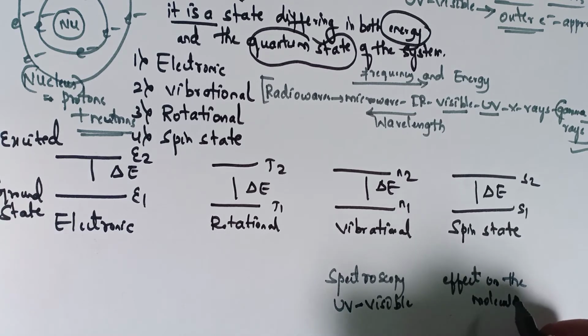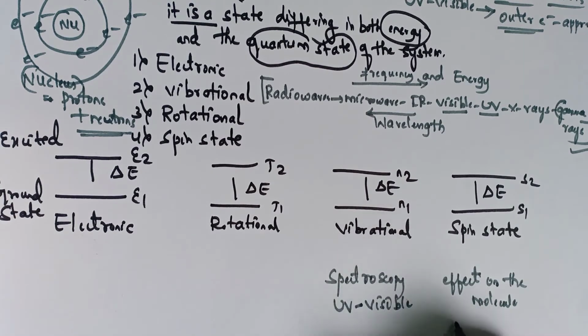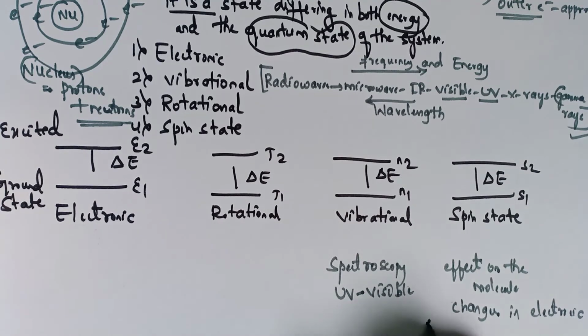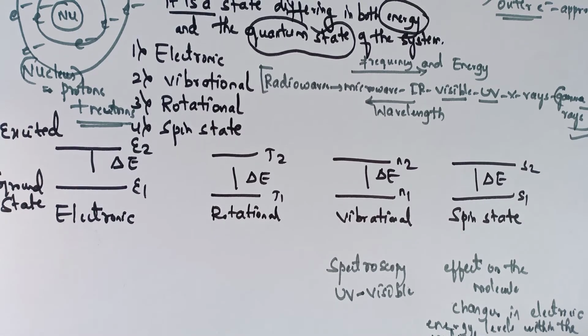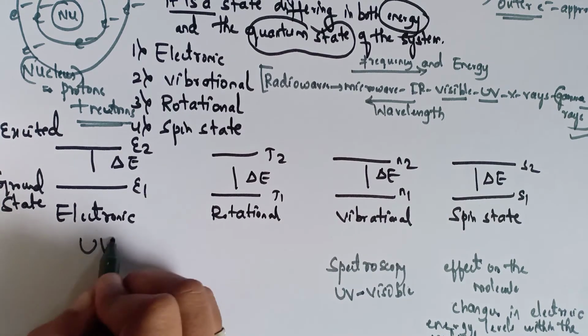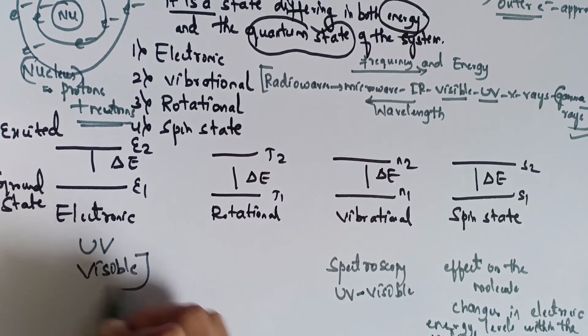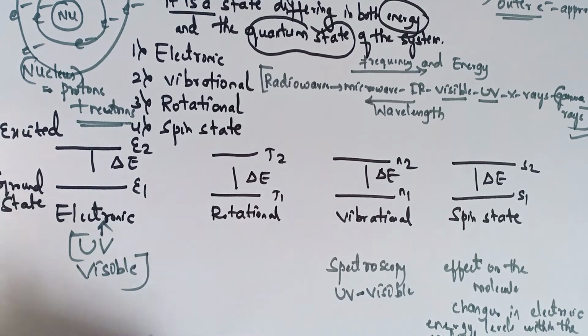What is the effect of this on the molecule? Changes in electronic energy levels within the molecule. So this UV and visible will come under electronic spectroscopy. That is, UV visible and electronic spectroscopy are both the same.